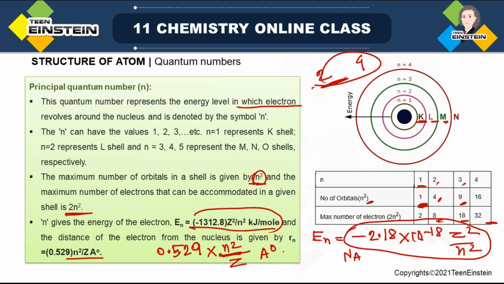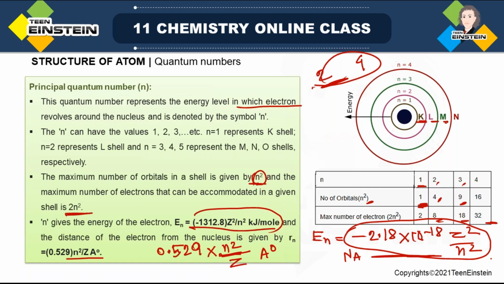Looking at the unit, if it is kilojoule per mole, then it should be a value like this. With the term minus 2.18 into 10 to the power minus 18, if you multiply by the Avogadro number and convert to kilojoule, you will get the value 1312.8. It is basically the same value that we have already seen in the case of Bohr's model. So from this quantum number small n, you can find out the energy, whatever the unit is, per mole, per electron, whatever it is. It can give you the energy of the electron.